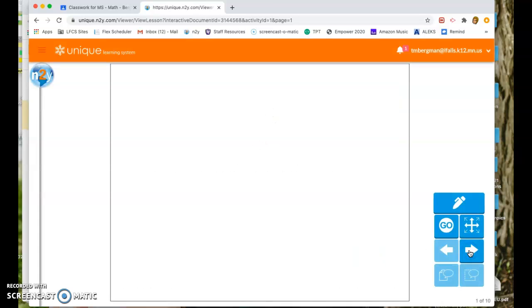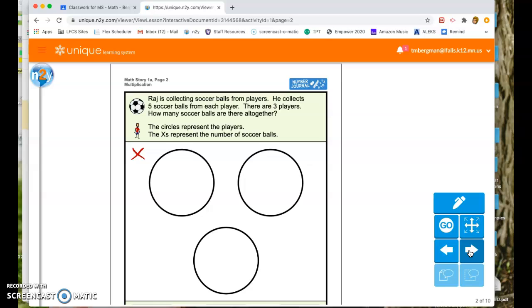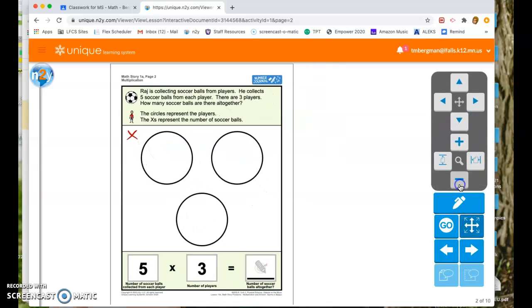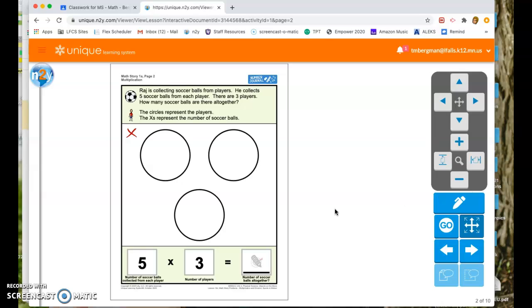I'm totally fine with using a calculator if you would like to. Something that I'm finding really, really important is this next page, okay? Because I've got some students that say, why do I need to do this? Because I know the answer because I did it on my calculator. Well, here's the deal. This is the part that helps me know that you're learning, okay? So it says he's collecting soccer balls from players. He collects 5 soccer balls from each player. This is what we know.